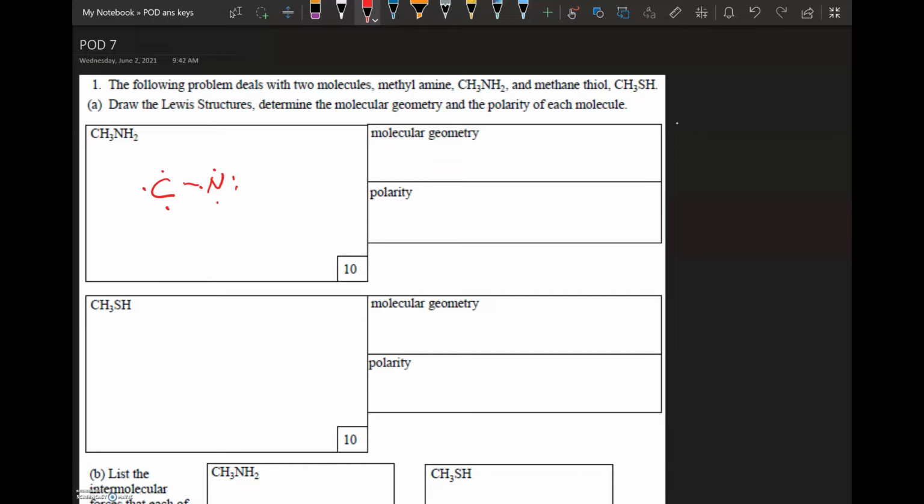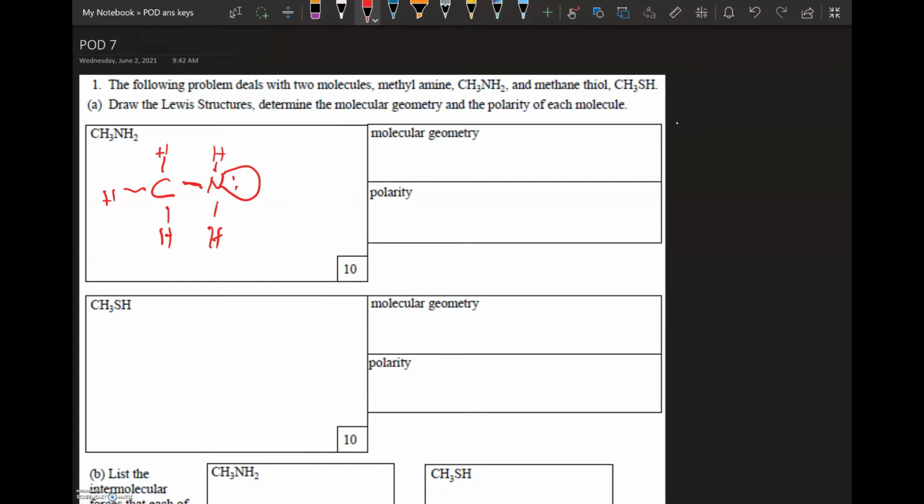So we know that there's going to be a bond in between the carbon and nitrogen. There are 3 hydrogens around the carbon, so we're going to have CH3 here, and then you have NH2, which is going to have a hydrogen here and a hydrogen there, and then you have the lone pair that comes off of that. So that's the Lewis structure for this compound.